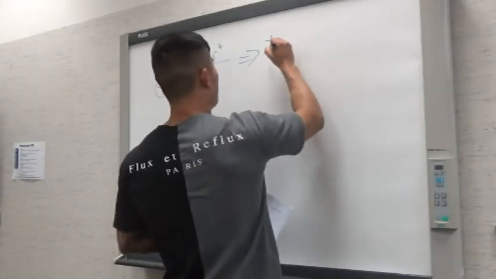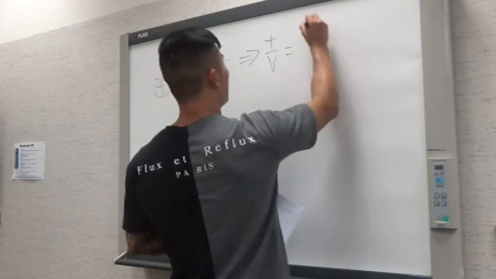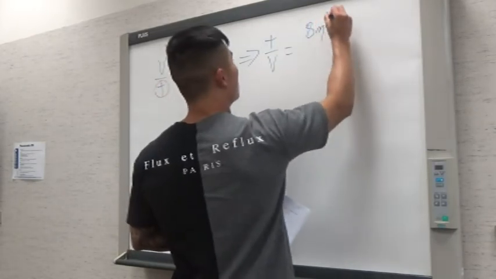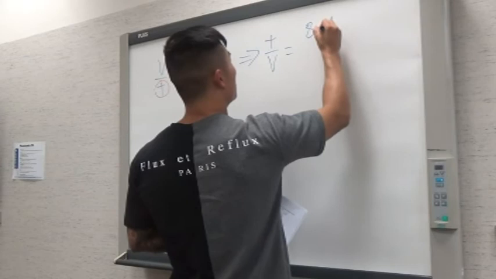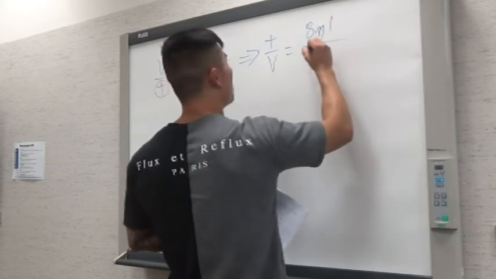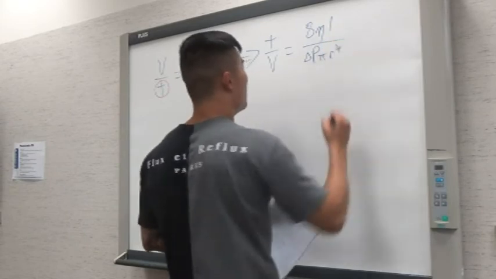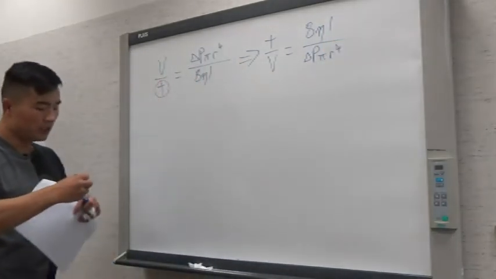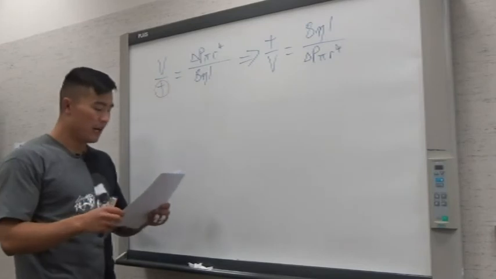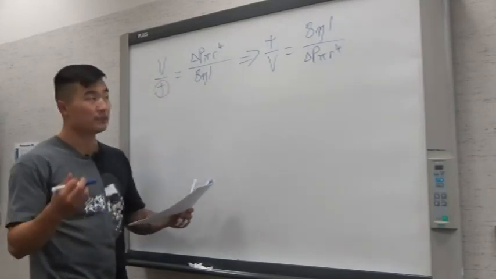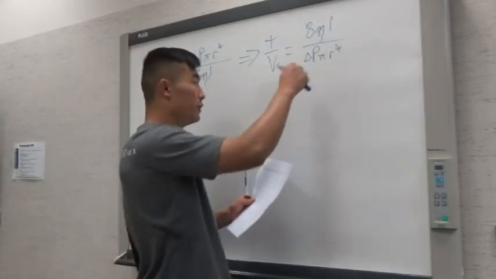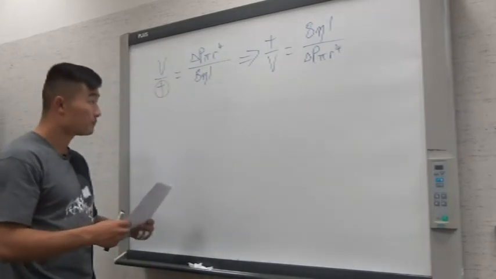T over V is equal to 8 eta L over delta P pi R to the fourth power. Okay, so on my worksheet there, I've got R to the power of negative 4, but that's wrong. It should be R to the power of positive 4. I'm sorry for that typo.